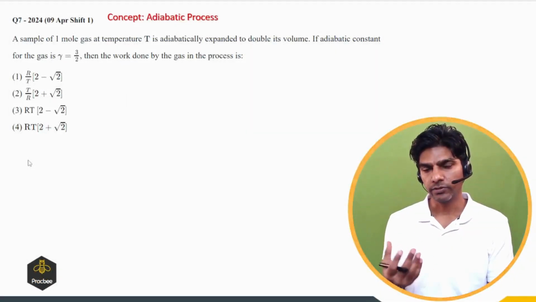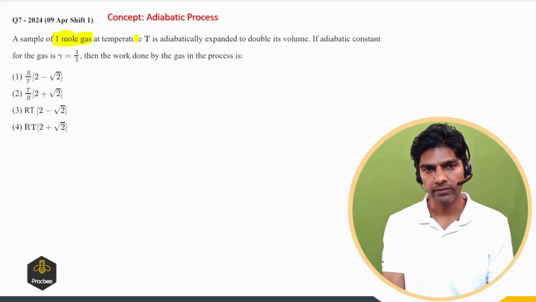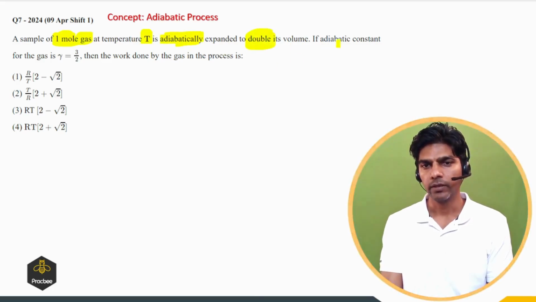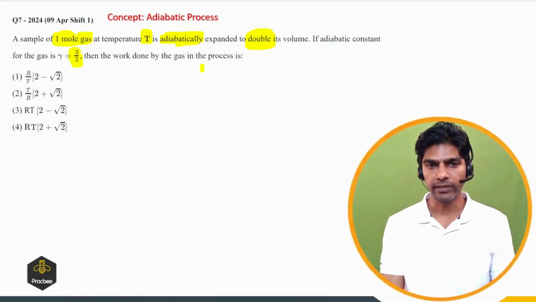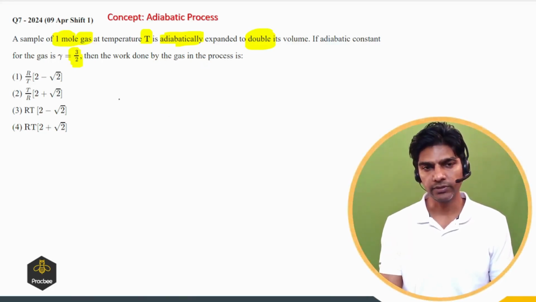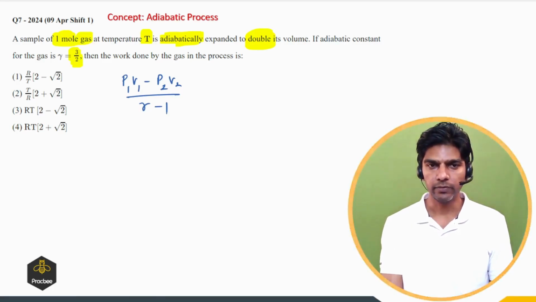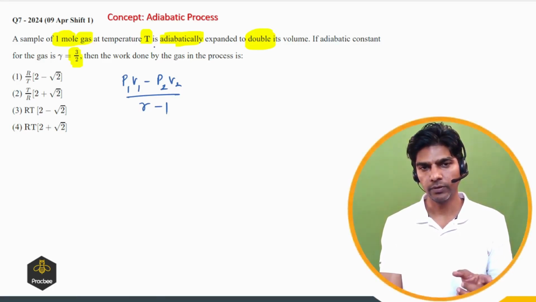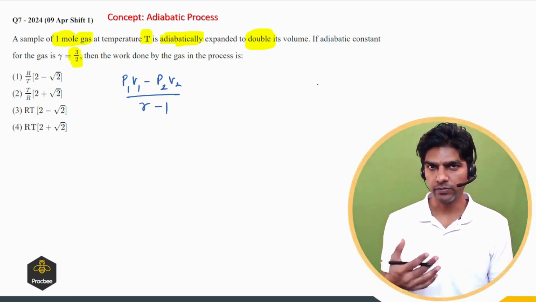Now let us see an illustration based on the adiabatic process. A sample of 1 mole of gas at temperature T is adiabatically expanded to double its volume. If the adiabatic constant for the gas is 3/2, then find the work done by the gas in the process. In an adiabatic process, work done is given as (P1V1 minus P2V2) divided by (gamma minus 1). Here we are given 1 mole, the initial temperature, and the volume has been doubled. So we need to find the final temperature.